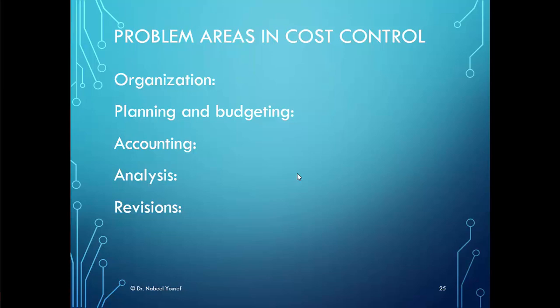It could happen in the accounting area, which is the inability to account for cost of material on an applied basis. It could happen in the analysis area, which is determination of status not based on work package completion, and comparison of actual versus planned cost at improper levels. And also it could happen in the revision area, which is failure to maintain a valid measurement baseline.